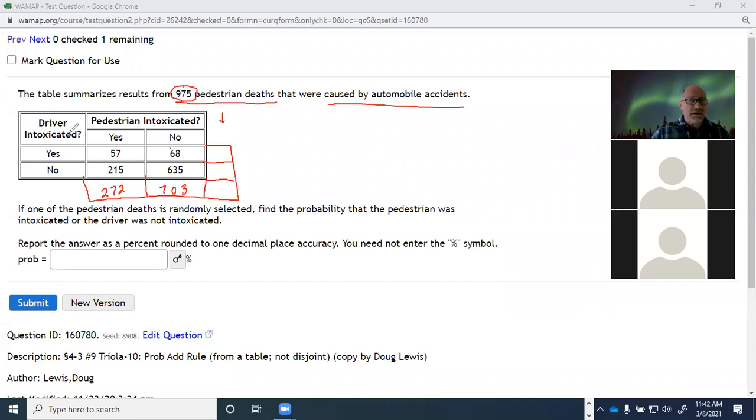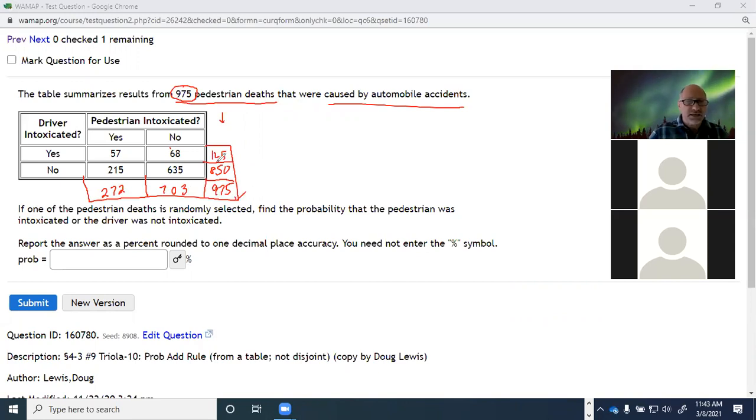And now where the drivers were intoxicated, 57 and 68, that's 125, right? And then 215 and 635, that's 850. And so we should be able to add these and make sure that comes up to 975. So I'm just verifying that. 125 and 850 is 975, and 272 and 703 is also 975. So that all checks out.